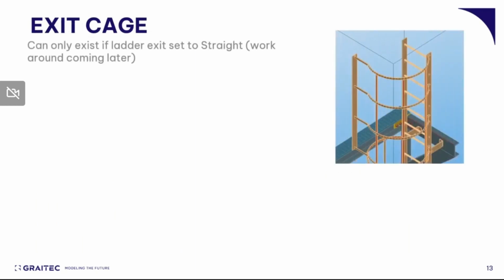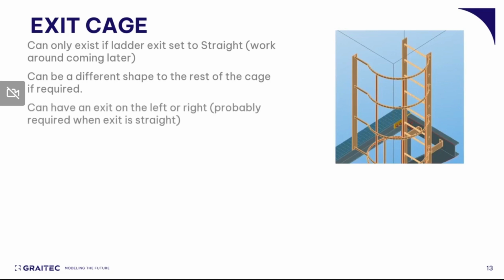At the exit of the ladder, you can only have a cage on the exit if the exit is set to straight. I'll show you a workaround for other situations later. But with the exit straight, you can have the exit cage, and the exit cage could be a different shape to all the other cages if you want to, but I don't really know why you'd want to have the exit cage a completely different shape. But the chances are you will want to adjust the dimensions a little bit, or maybe, as you can see on the picture, you have an exit on the side, the left or the right.